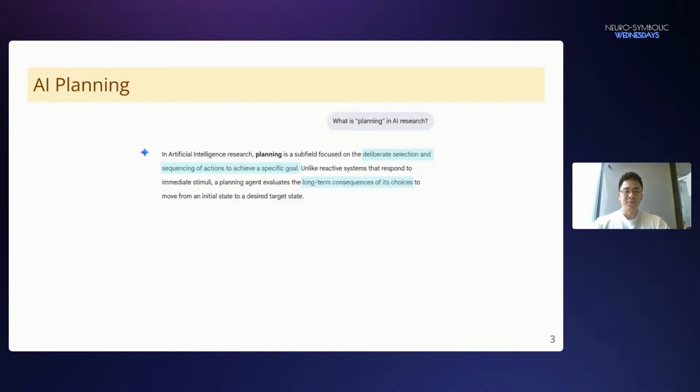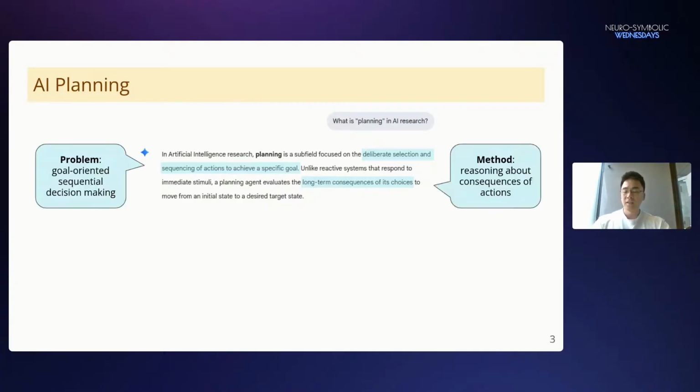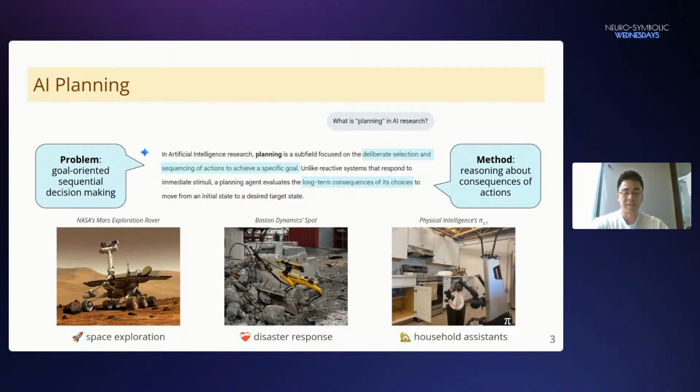And so today we'll be talking about planning. If we ask Gemini what planning means in AI research, we kind of get two answers. There's the planning problem, which at a very high level is a goal-oriented sequential decision-making problem. And there are also methodologies for solving planning problems, which generally require reasoning about future consequences of actions. Planning has many applications in industry and AI in general. At least in embodied AI, we can use it for space exploration, disaster response, and household assistance.